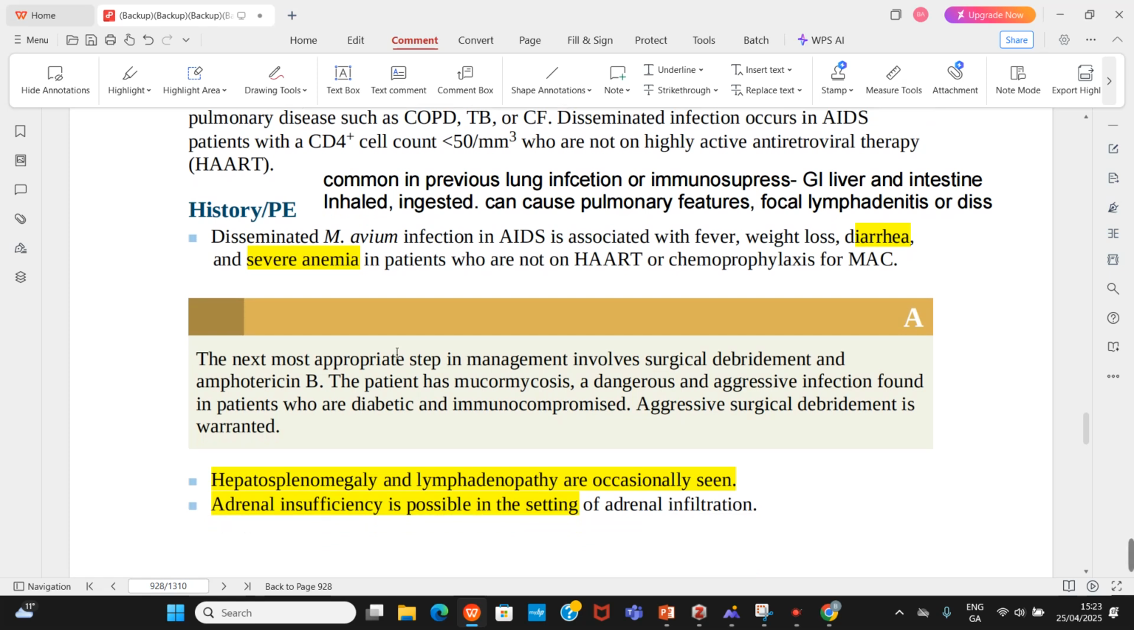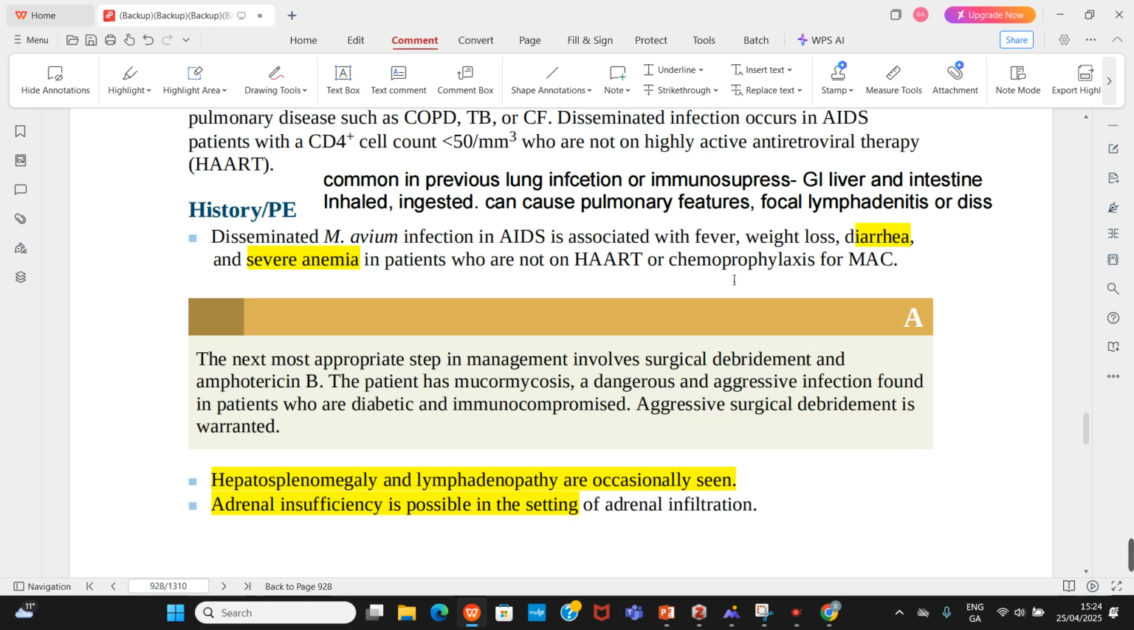Now, people with disseminated Mycobacterium avium, how would they present? I've said it. They have fever, weight loss, they will have diarrhea, GI symptoms, abdominal pain. It can suppress the bone marrow, so they can have anemia. It can affect the liver. They can have hepatosplenomegaly. So just think about GI problems, bone marrow issues, and lungs.